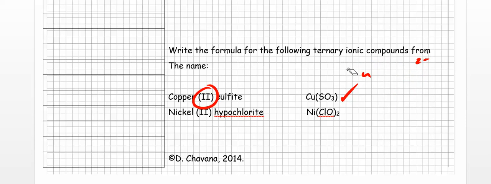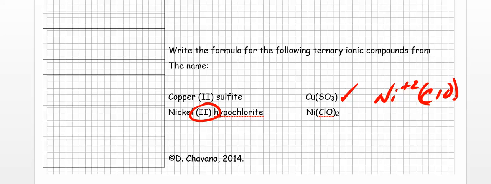All right, let's erase this so we can have that area to write on for nickel 2 hypochlorite. Nickel 2 hypochlorite. How would we write this molecule? Well, recognize that nickel has multiple charges or oxidation numbers, but this one's 2, right? So we're going to say nickel, Ni, and we know it has a charge of +2, just like that. Hypochlorite is this one right here. It's ClO, and it has a charge of -1.